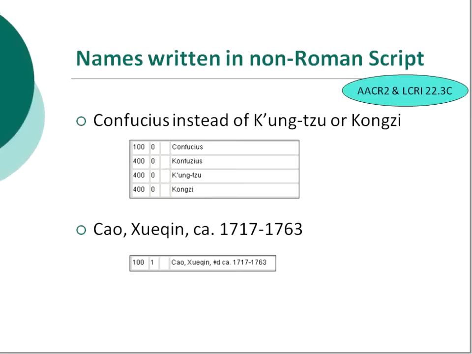But if it becomes evident later on that most of the person's works were written in a non-Latin or non-Roman script, then we apply the provision of the rule that we just talked about, which is checking the English language reference sources, and then systematically romanizing the form of the name.